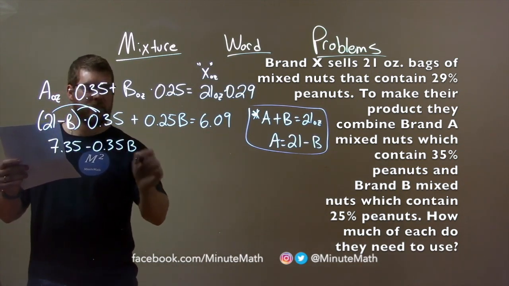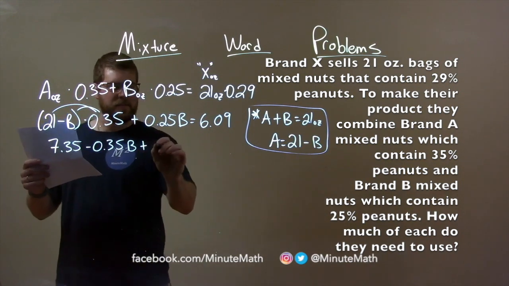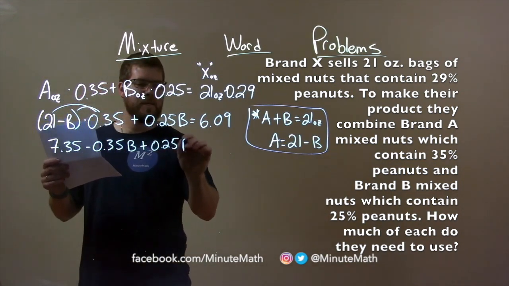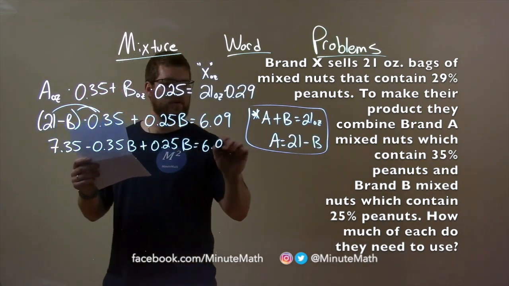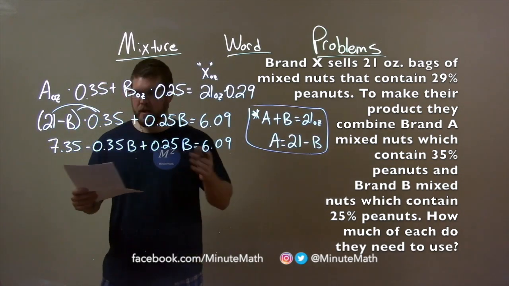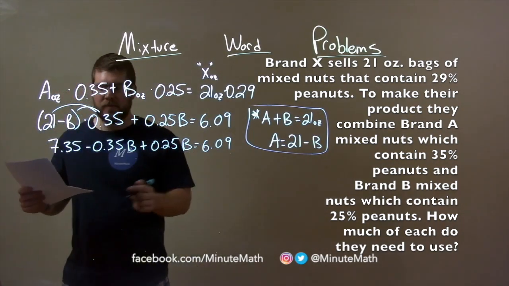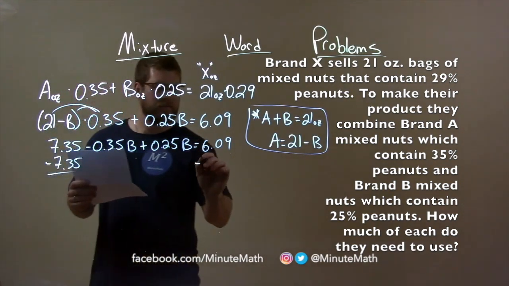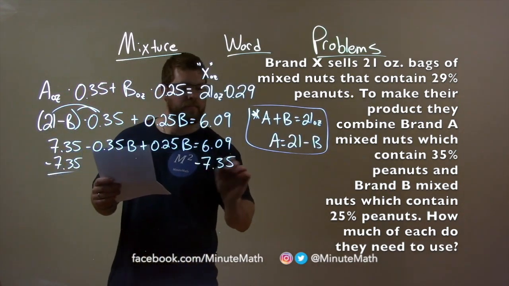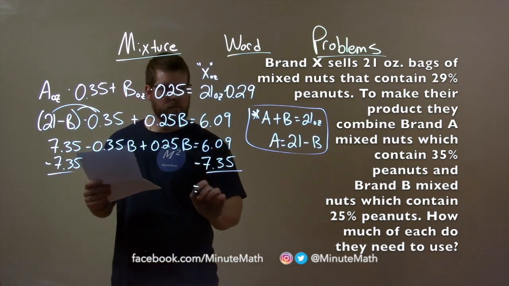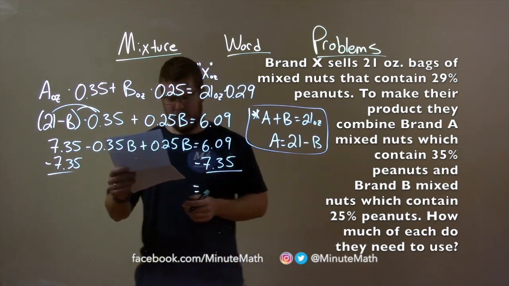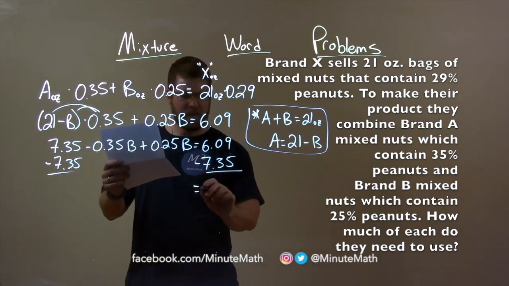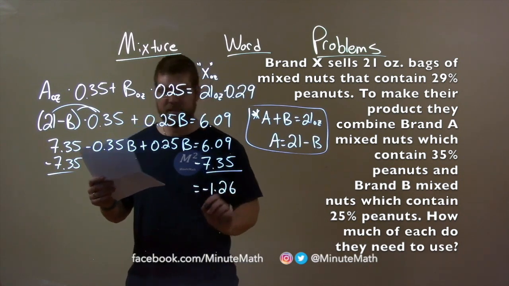0.35b plus 0.25b equals 6.09. Let's get b by itself. So we subtract 7.35 from both sides. And we're left with, on the right here, 6.09 minus 7.35, a negative 1.26.